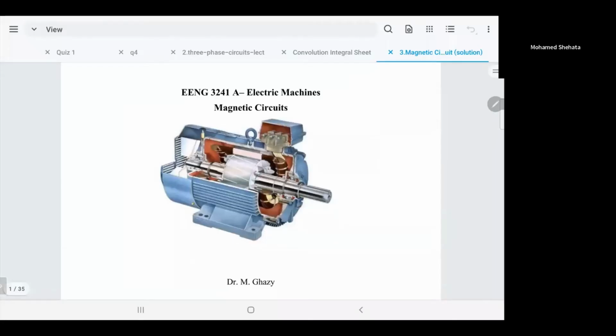Then we'll have the practice in the class. We'll start today with the magnetic circuits. We'll finish reviewing single phase and three phase AC circuits.